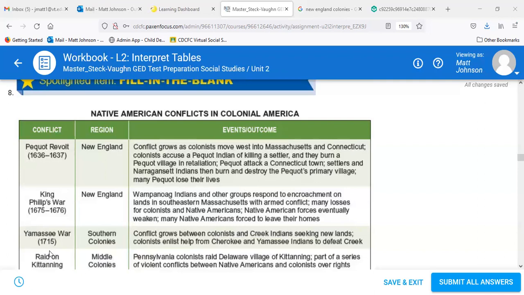And so real quick, we'll read through here. The Pequot Revolt from 1636 to 1637 was in the New England region. And our text passage says the conflict grows as colonists move west into Massachusetts and Connecticut. Colonists accuse a Pequot Indian of killing a settler, and they burn a Pequot village in retaliation. Pequot attack a Connecticut town. Settlers and Narragansett Indians then burn and destroy the Pequot's primary village. Many Pequot lose their lives.